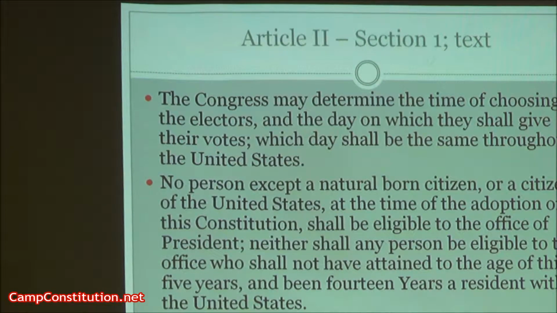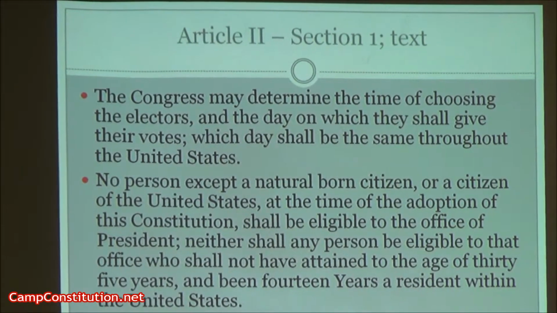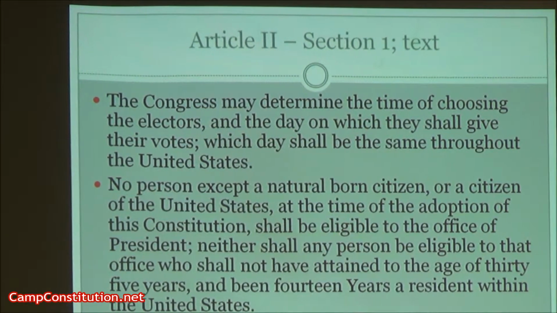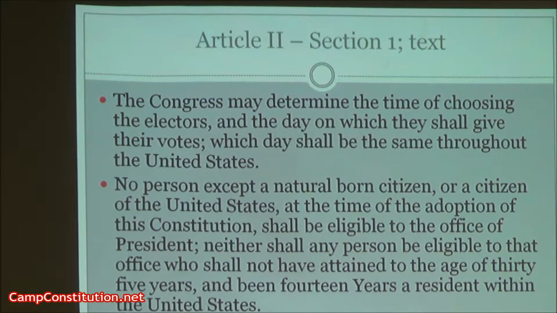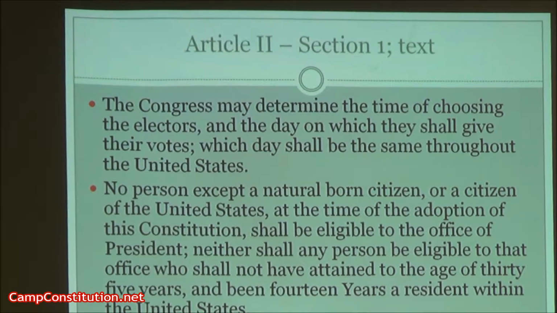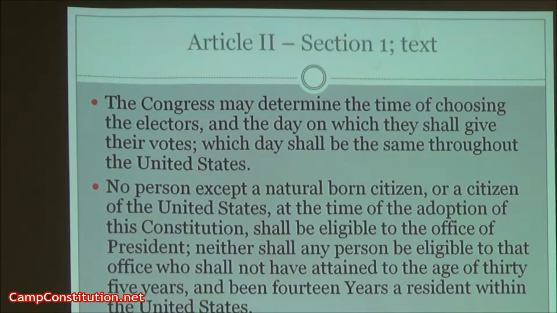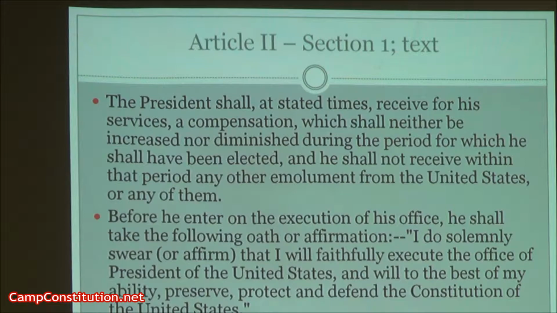The Congress may determine the time of choosing the electors, the day on which they shall give their votes, and the day shall be the same throughout the United States. No person except a natural-born citizen or citizen of the United States at the time of the adoption of this Constitution shall be eligible to the office of president. Neither shall any person be eligible to that office who shall not have attained to the age of 35 years and been 14 years a resident within the United States.